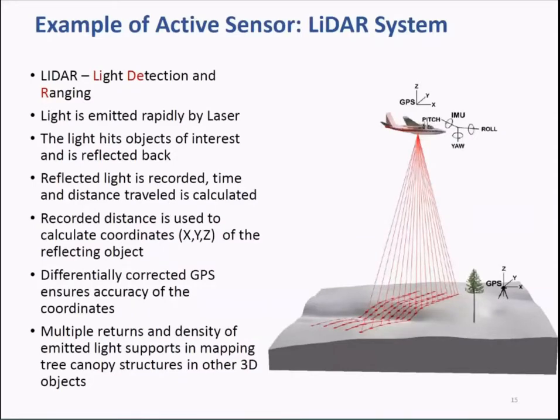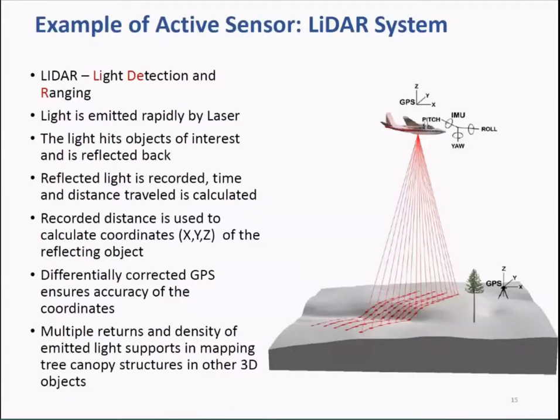We know the coordinates of the emitting object, and there's something called differential GPS. So it means it is locked. We know the coordinates, and if it moves, we understand how the object has moved. So from these, we can calculate the coordinates of our objects. And when we have these different distances, then we can produce a model of the object that we are interested in. And multiple returns and the densities of the emitted lights can support us even in mapping tree canopies and mapping 3D objects.